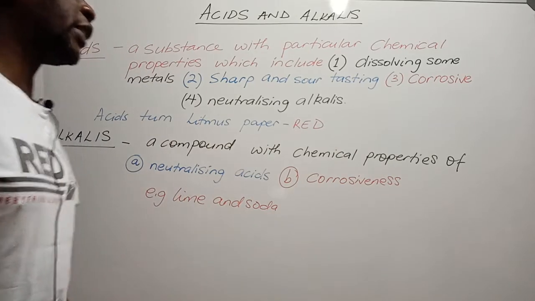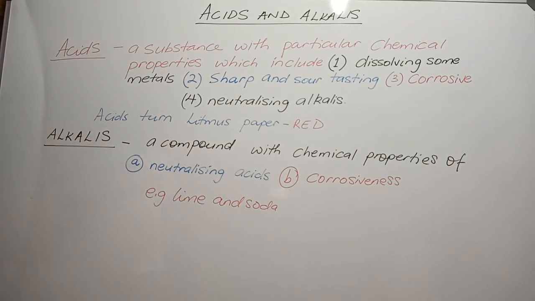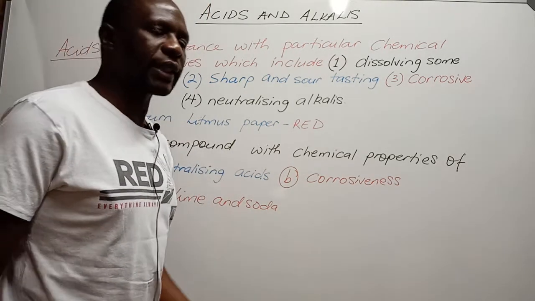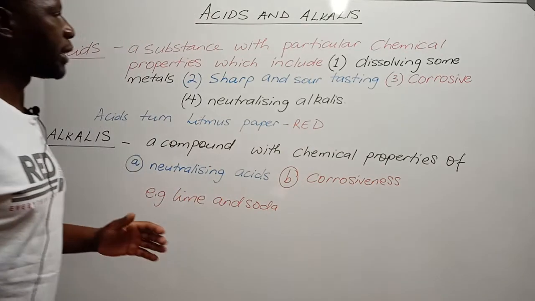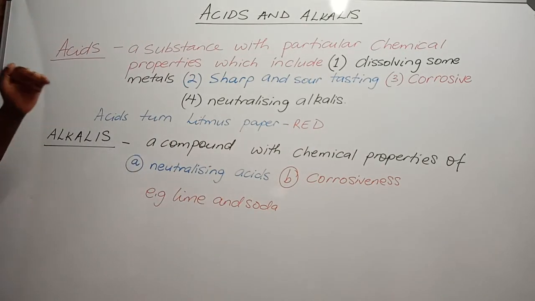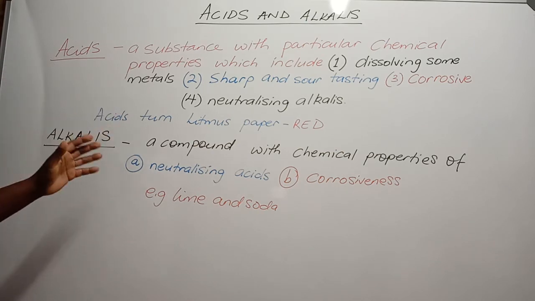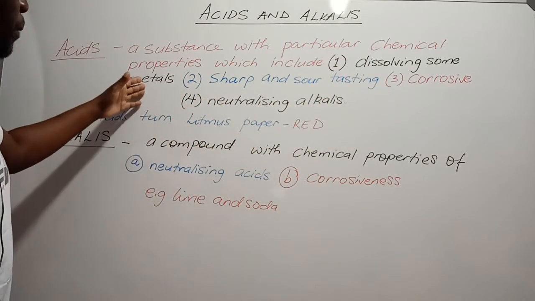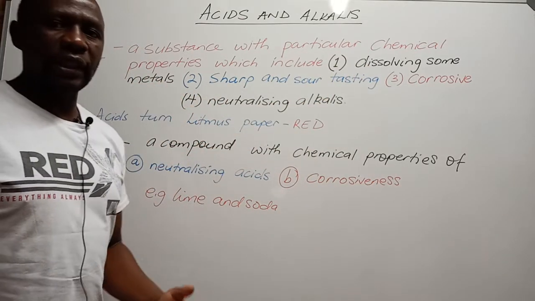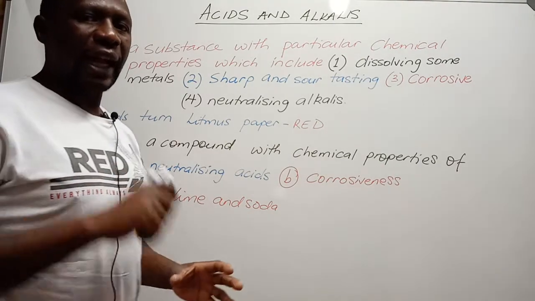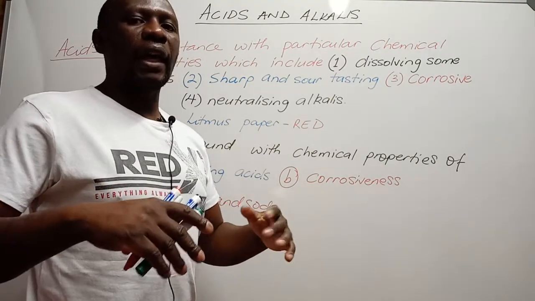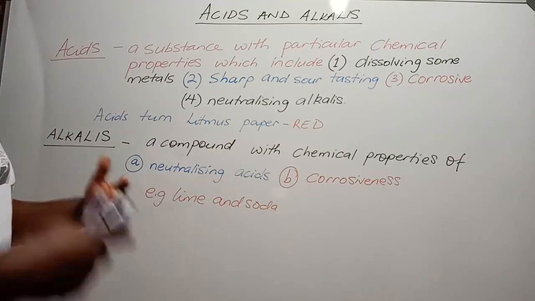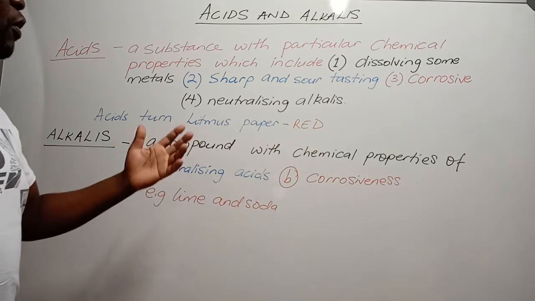Moving on with our lesson on acids and alkalis, we will start off by defining and describing what acids are and what alkalis are. So acids are substances with particular chemical properties which include, number one, dissolving some metals. What this means is you can add acids to metals and the metal will totally dissolve in the acid. So that is one of the capabilities of acids.